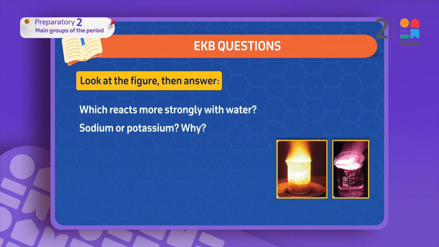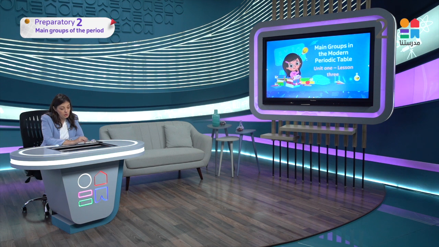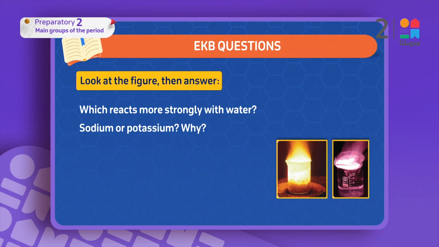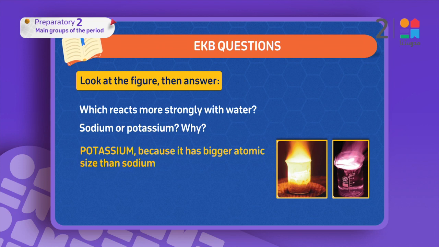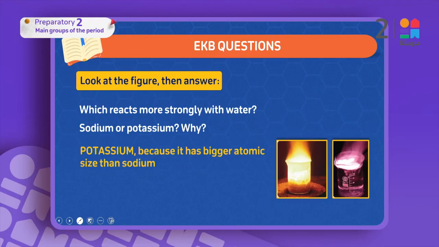So, which reacts more strongly with water? Sodium or potassium, and why? What do you think? Which beaker contains sodium and which beaker contains potassium? What do you think from this reaction? Of course, you know that potassium, as it has bigger size, it has more reactivity with water, so it reacts so fast and very strongly, more than the sodium. So potassium is the one that gives this fire. This is potassium, by the way. يعني هو ده بتاع البوتاسيوم لأن الرياكشن بتاعه much more stronger than sodium.